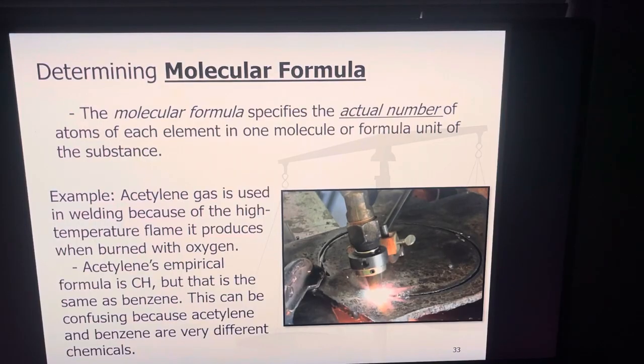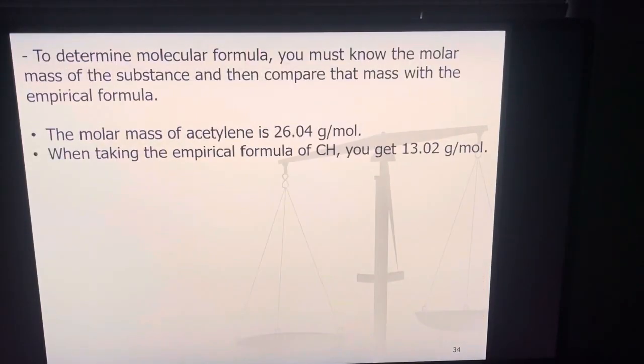That's the lowest ratio. But that's the same as benzene, which is a completely different substance. And it can be very confusing. Because they're very different chemicals, you want to have the molecular formula to differentiate between the two, okay? So to determine the molecular formula, you must know the molar mass of the substance and then compare that mass with the empirical formula. So you have to know the empirical formula, which we already know, of CH.